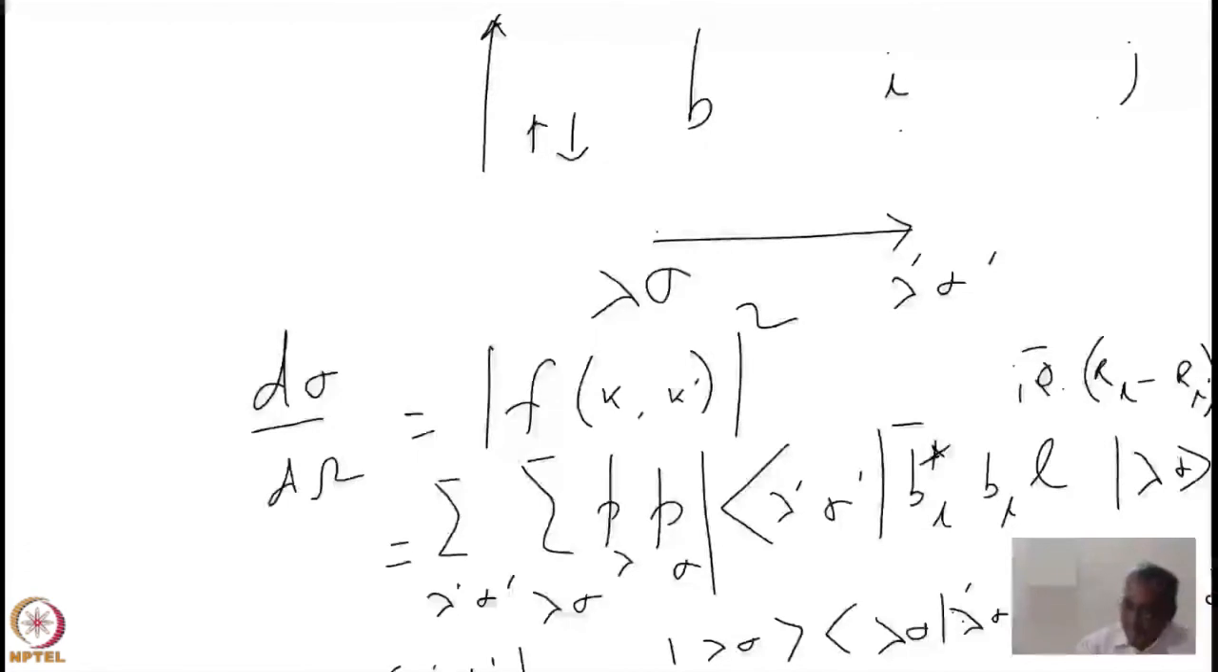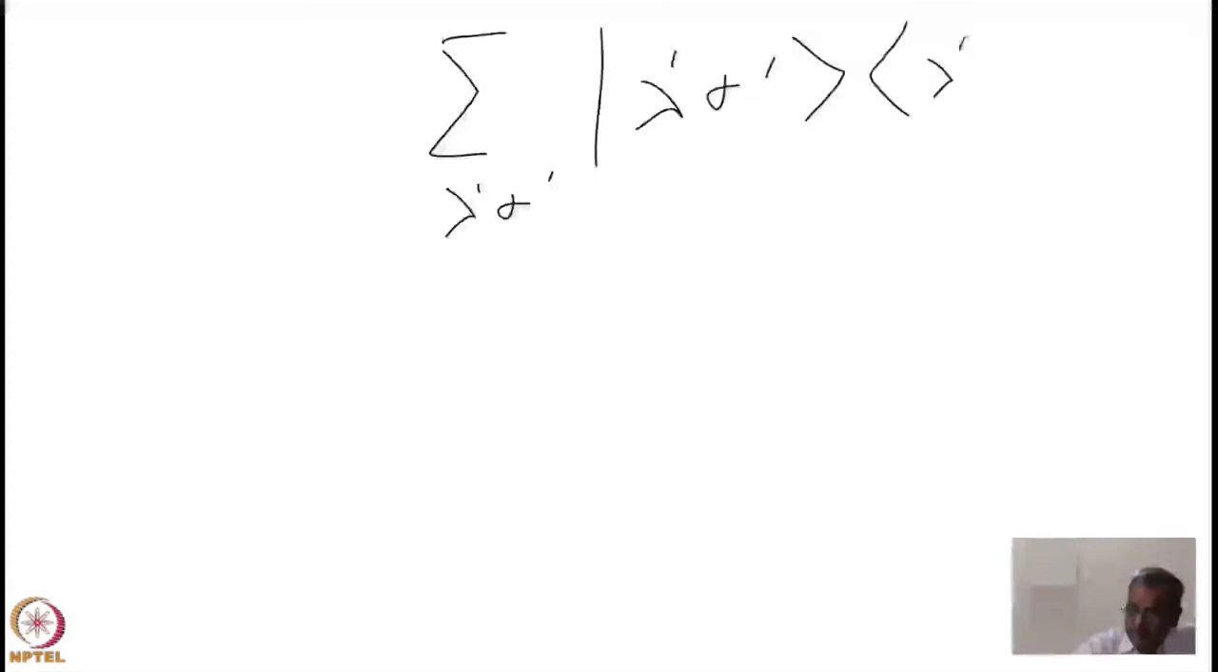So now I can play with this, and I'm slightly wrong here, I'm sorry, one second. Sum over lambda, sigma, then here it will be lambda prime, sigma prime, lambda prime, sigma prime, then lambda, sigma. Yes, now here I have a summation over lambda prime, sigma prime, over the final states. So this is a projection operator.